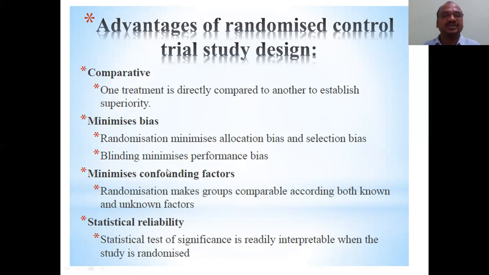And minimize the confounding factors, and statistical reliability will be there. These are the advantages. All these headings are important, not the sentences. If you want, you can write them in the exam: comparative, minimizing the bias, minimizing the confounding factor, and statistical reliability. 4 headings are important.